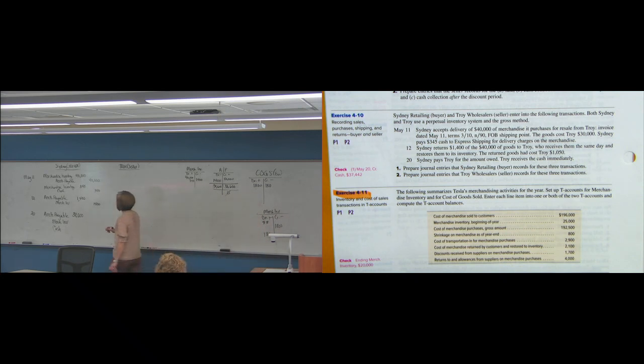The credit to merchandise inventory. What am I crediting to that account specifically? The discount, very good, the discount. So I'm getting a discount on how much?